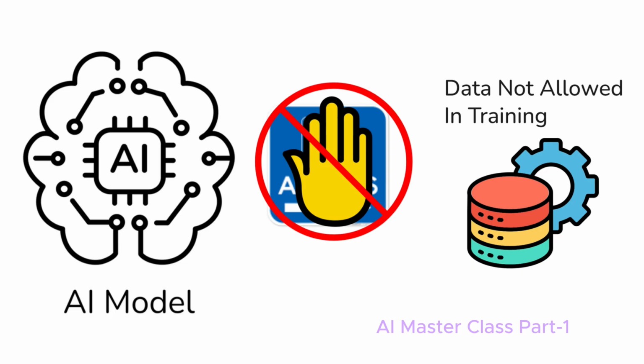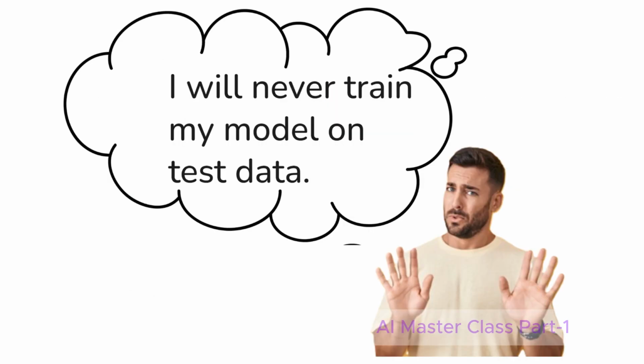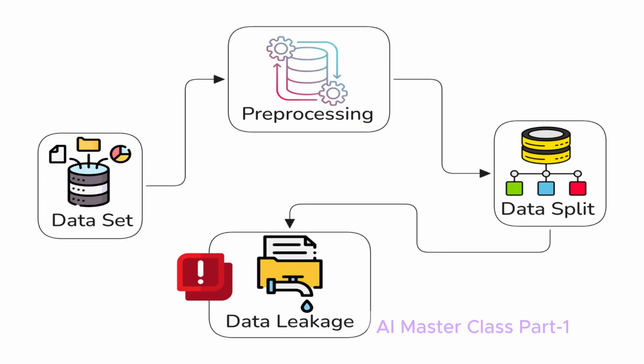Now, at first, this might sound like an obvious mistake. You might think, I will never train my model on the test data. But in real scenarios, leakage does not happen directly. It happens in very subtle ways. Let me show you how it actually happens. Suppose you have a data set and before splitting, you decide to do some pre-processing. For example, you calculate the average of a feature and fill the missing values. Now, if you calculate this average using the entire data set, you are indirectly using the information from the test data set. So even though you did not explicitly train on test data, the training process is already influenced by it. And this is one of the forms of data leakage.